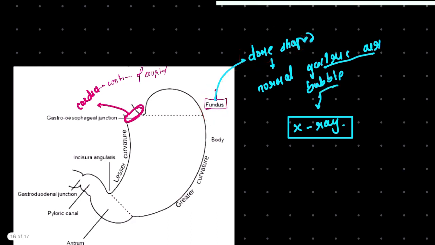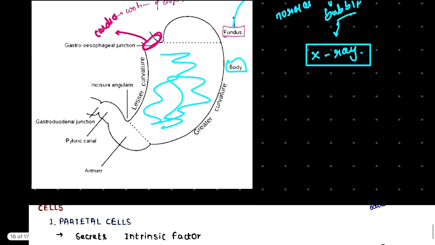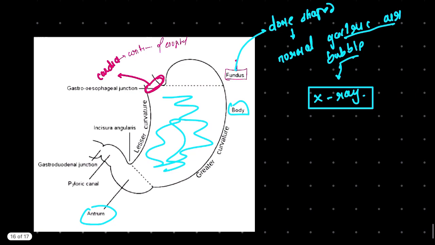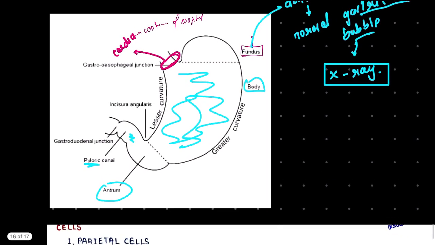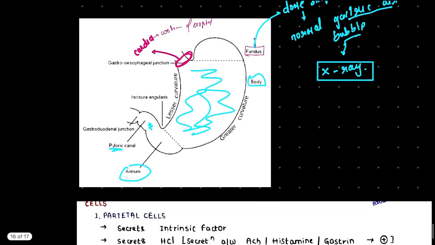Moving further, the main part of the stomach is our body. You can see the main large portion of our stomach is the body. The continuation of the body is the antrum, and finally the antrum ends with the pyloric part. These are the main structures of the stomach.